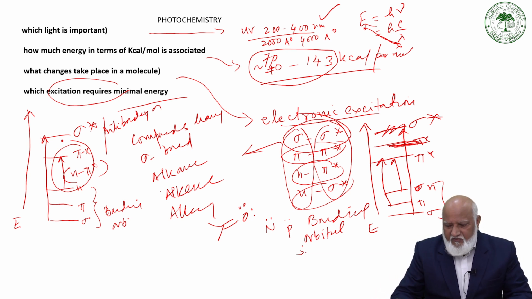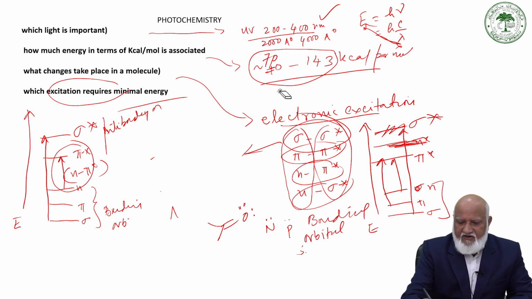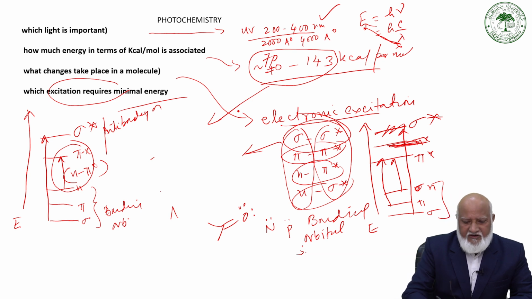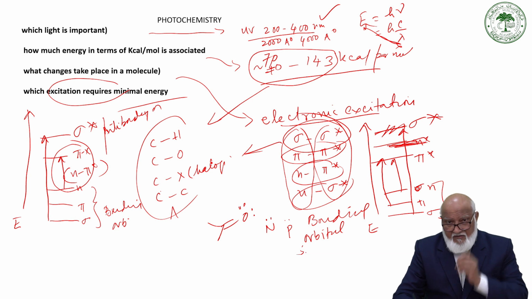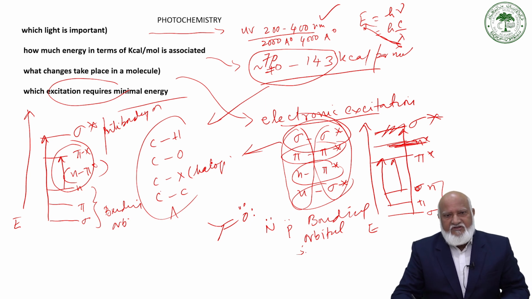One more thing I would like to mention is that when we give this much energy, if you look at the commonly present bonding orbitals in most organic compounds, we have a carbon hydrogen bond, a carbon oxygen bond, a carbon halogen bond, and a carbon carbon bond. So these are the main bonds possible in most organic compounds, like alkane, alkene, alkyne, alcohols and ketones and so on.